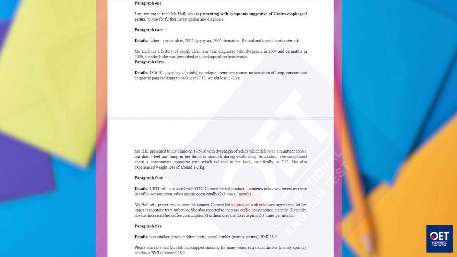Now, in the next paragraph, we can mention the details regarding her URTI, that is the over the counter medications, and the contents are unknown. And we can mention that Miss Hall self-prescribed an over-the-counter Chinese herbal product with unknown ingredients for her upper respiratory tract infection. So avoid short forms here. She also reported increased coffee consumption recently. Furthermore, she takes aspirin 2 to 3 times per month.